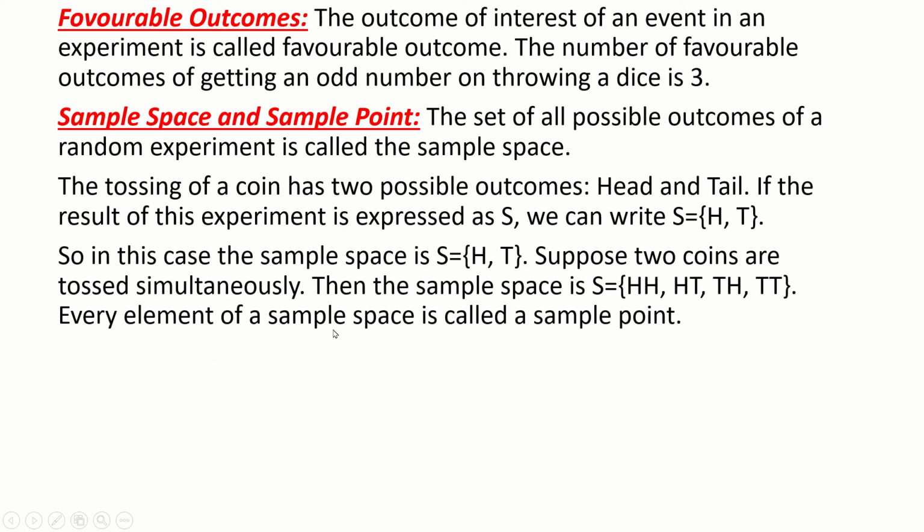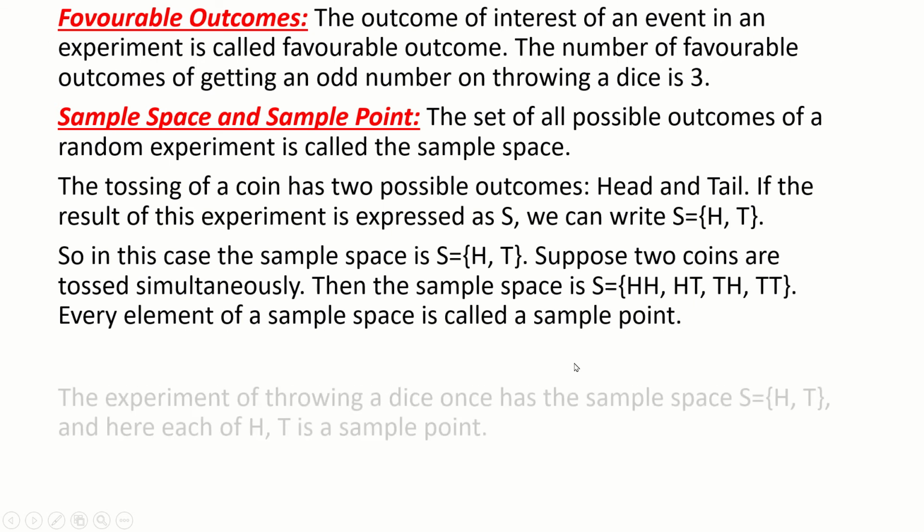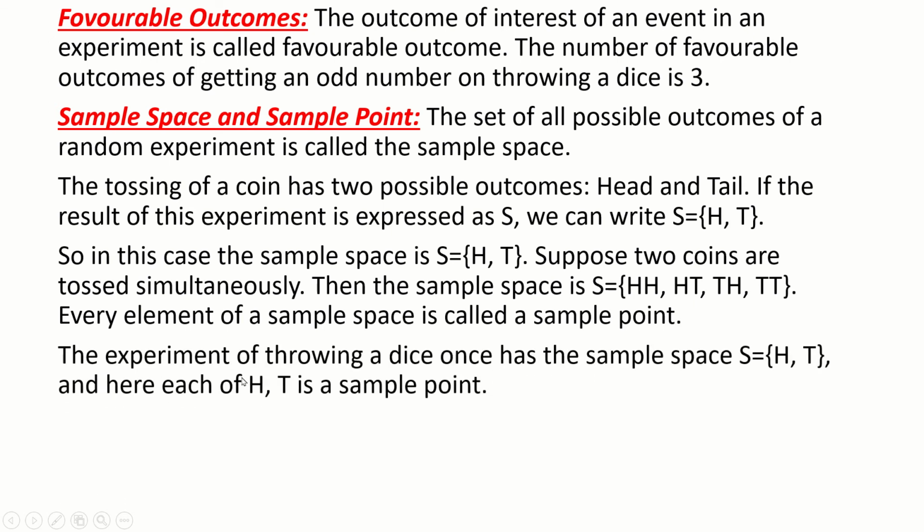Every element of a sample space is called a sample point. For example, HH is a sample point, HT is a sample point, TH is a sample point, TT is a sample point. Clear? The experiment of tossing a coin once has the sample space S = {H, T}, and here H or T is a sample point. Clear?